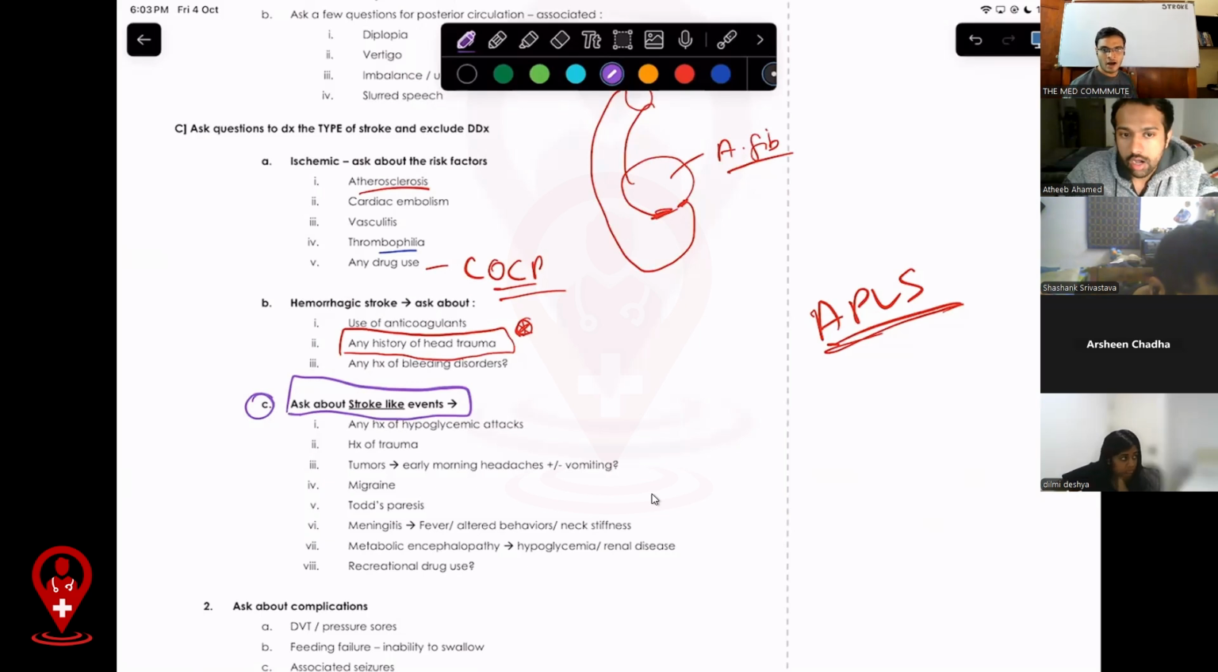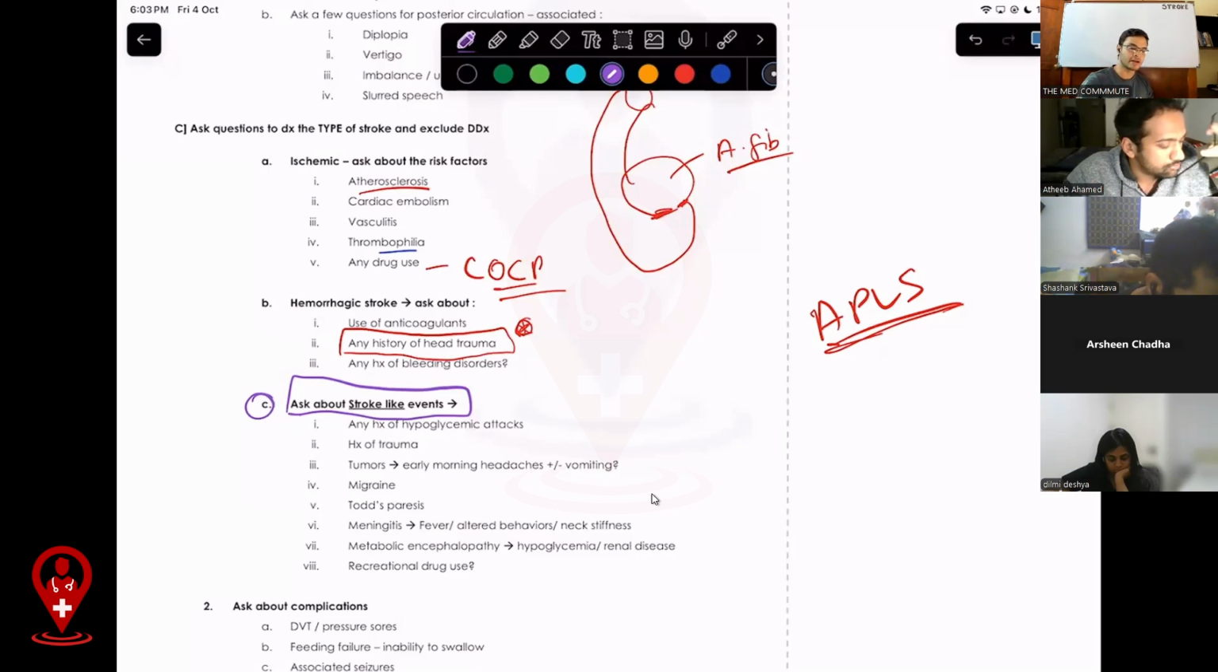Not necessary. Meningitis. Why should you ask about meningitis? They can have meningeal irritation features, so you can ask about fever, altered behavior, neck stiffness, projectile vomiting, these kinds of things. And then metabolic encephalopathy, and again ask about recreational drug use, like we mentioned before.